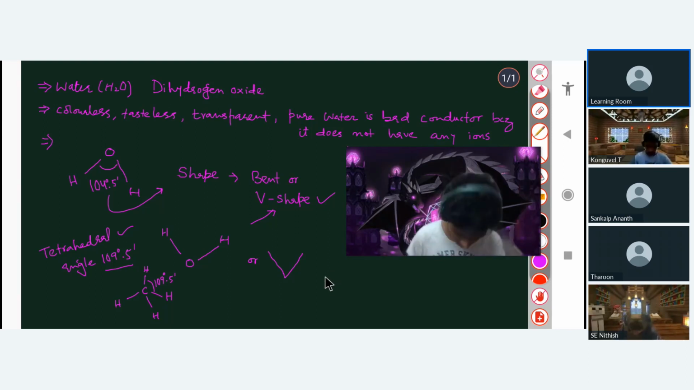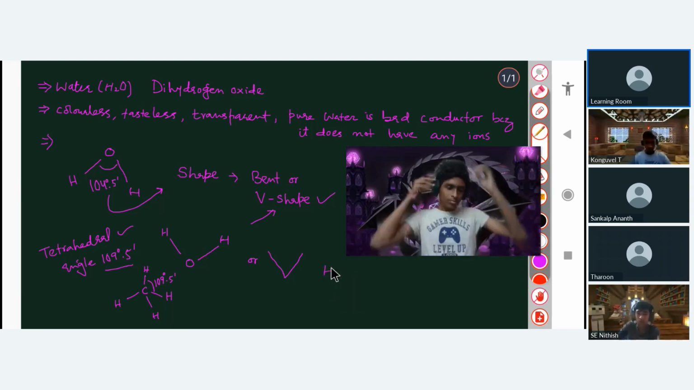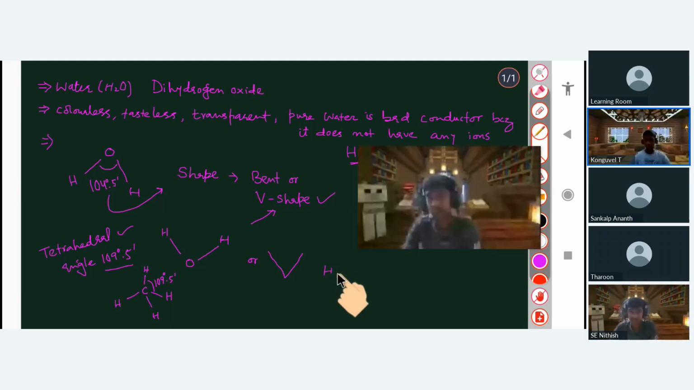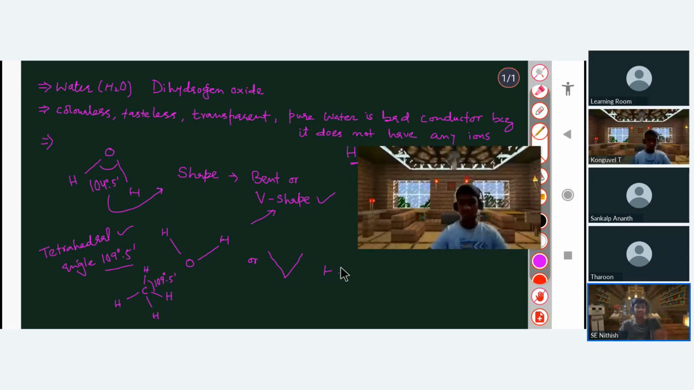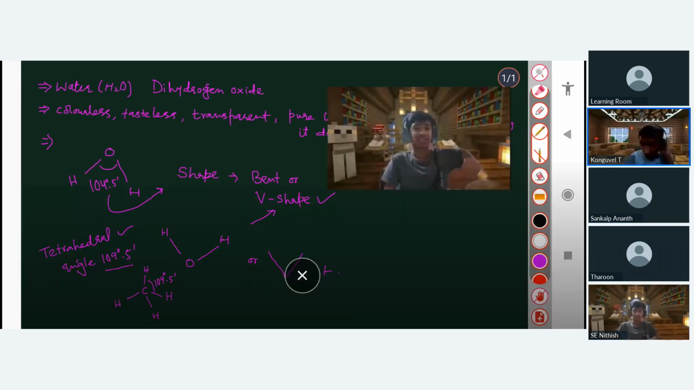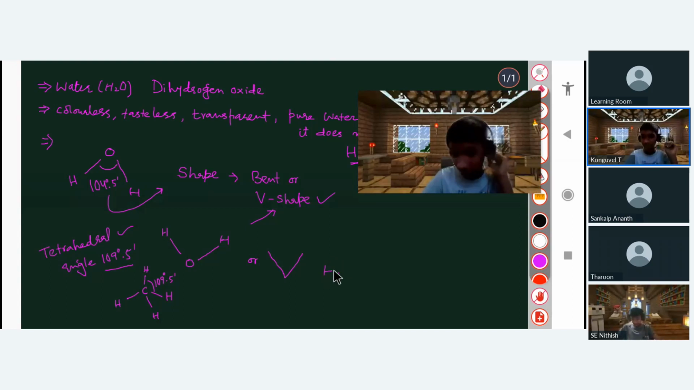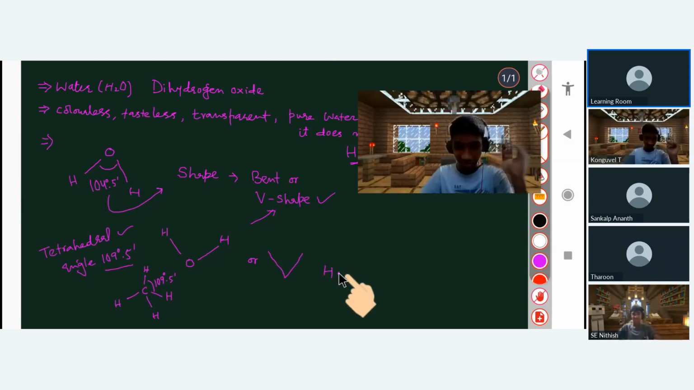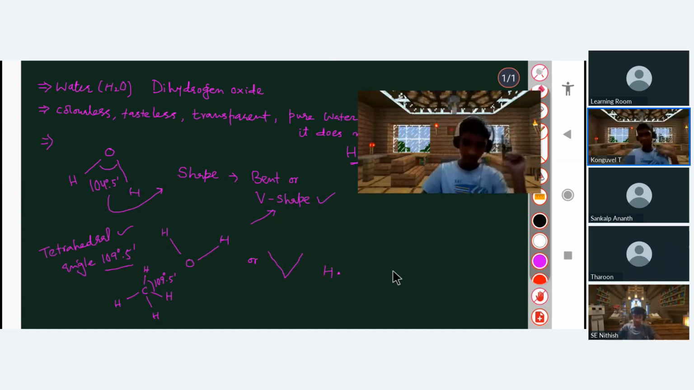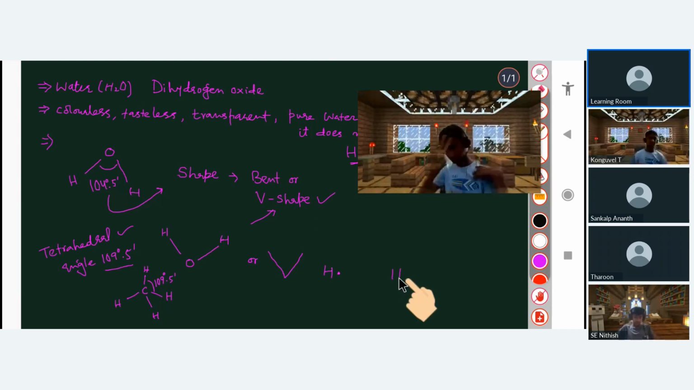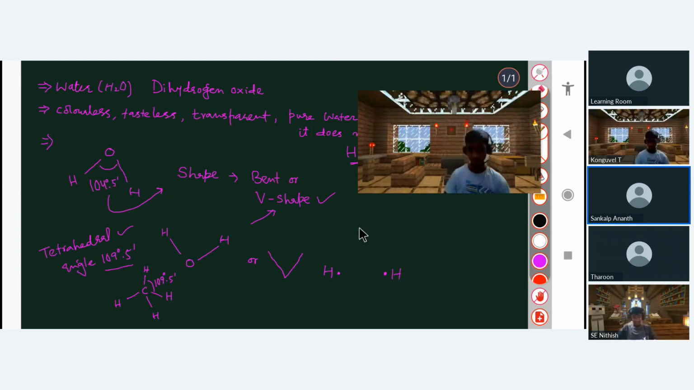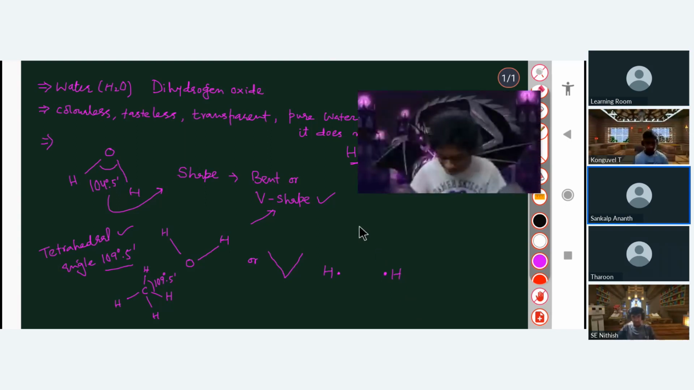Okay, now let us see how this water is actually formed. See, we are having hydrogen. Can you tell me how many electrons are there in the hydrogen? One. Two electrons? There's only one. Exactly, there is one electron in the hydrogen, right? Helium has two. Hydrogen has one, its atomic number is 1. So that's why it has only one.